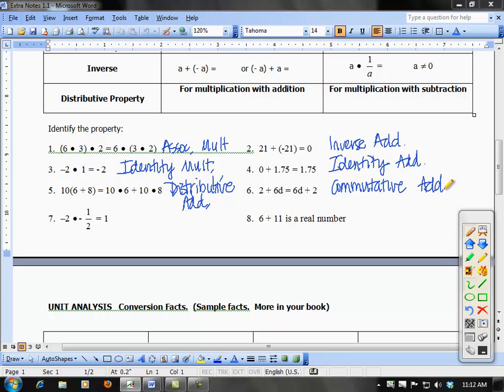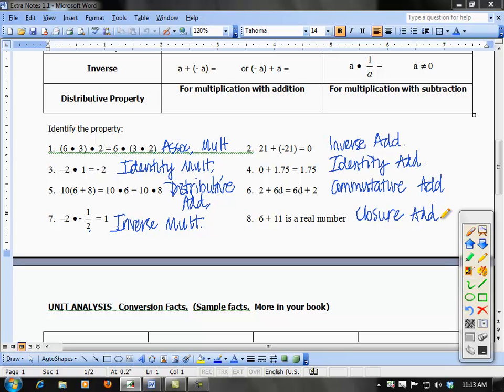Number 7, they multiplied 2 quantities to get back to the identity. This is the inverse then, and you'll notice negative 2 is the inverse of negative 1/2. So the inverse property for multiplication. And last but not least, they added 2 things together to get an answer. And because we're looking to get an answer, this is the closure property for addition.